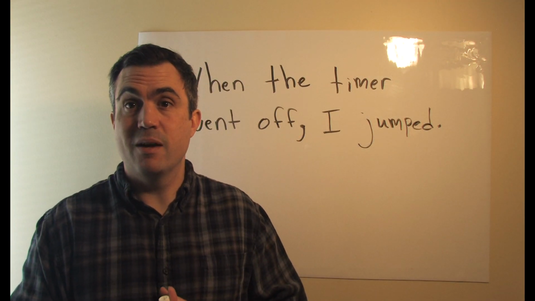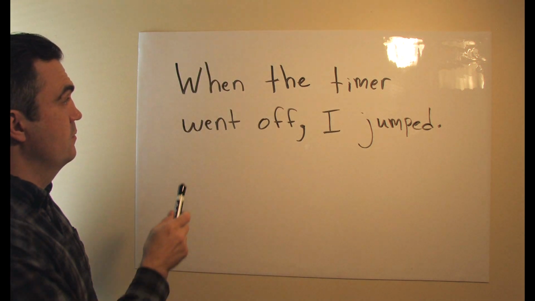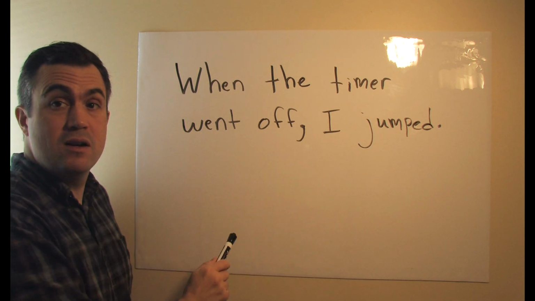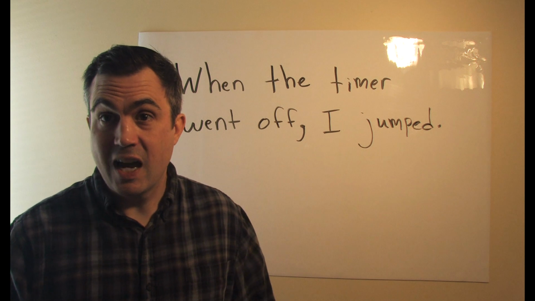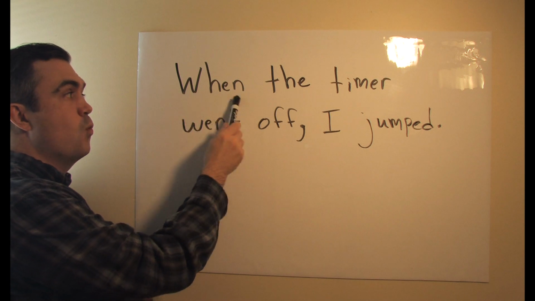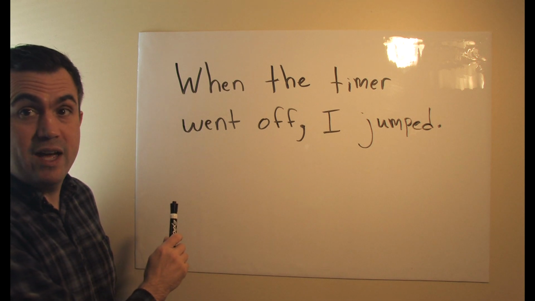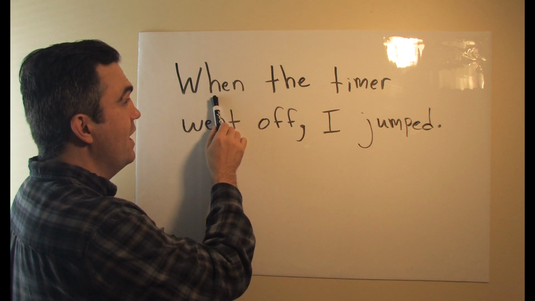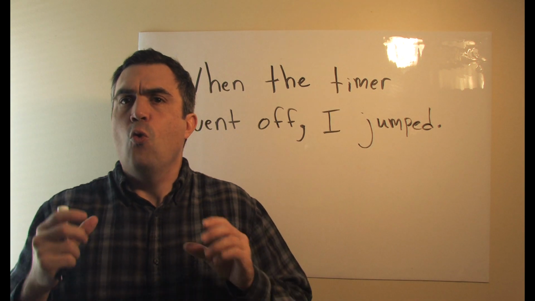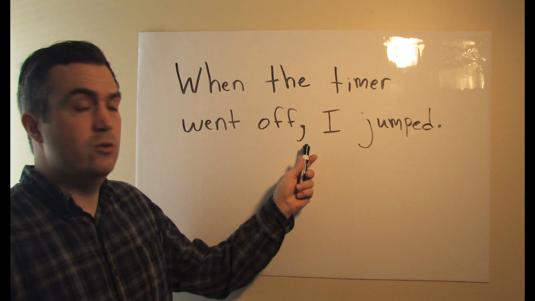All right, another example. This time, let's start the sentence using when. When the timer went off, comma, I jumped. When the timer went off, ding, I jumped, right? So again, we're using when to introduce a short action. The timer went off. Simple past, okay? When the timer went off, comma, I jumped. So again, when we start the sentence with when or while, we will use a comma.